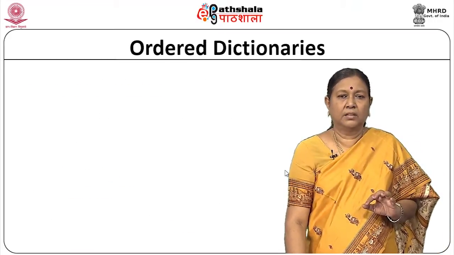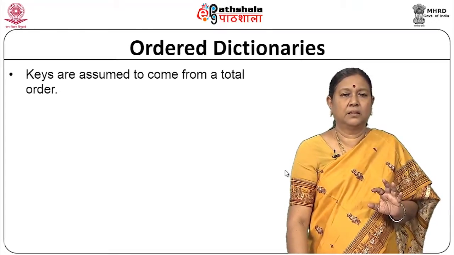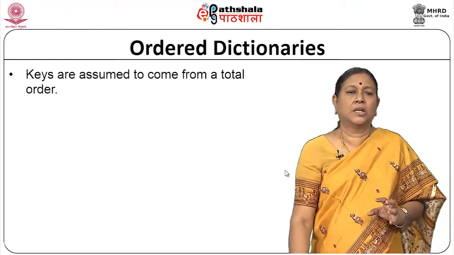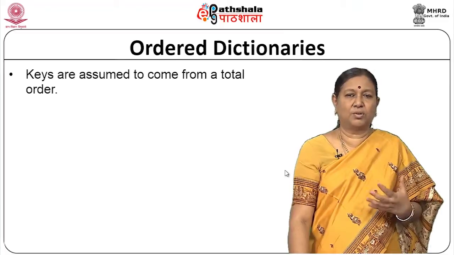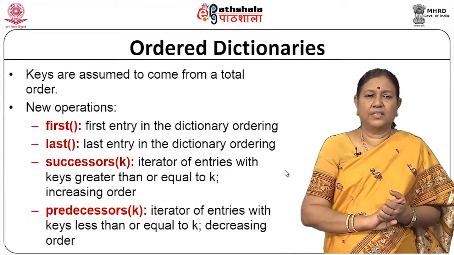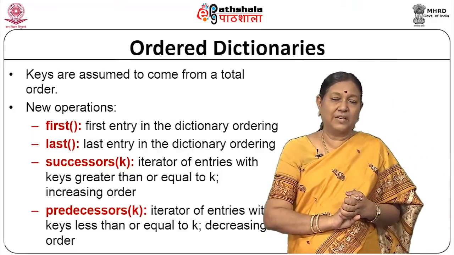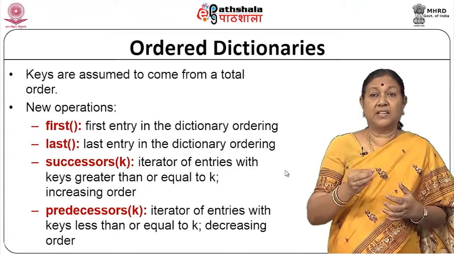Okay. Now, we talk about ordered dictionaries. So, keys are assumed to come from a total order, that is an order to the keys, some order. Normally we assume ascending or descending order, or we assume lexicographic order. So, the new operations that we decide are, first. Now, when we talk about first here, we do not mean the first element in some data structure, we mean the first entry in the dictionary ordering.